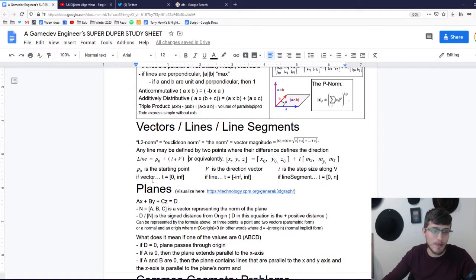Okay, so any line may be defined by 2 points, where the difference defines the direction. Interesting.